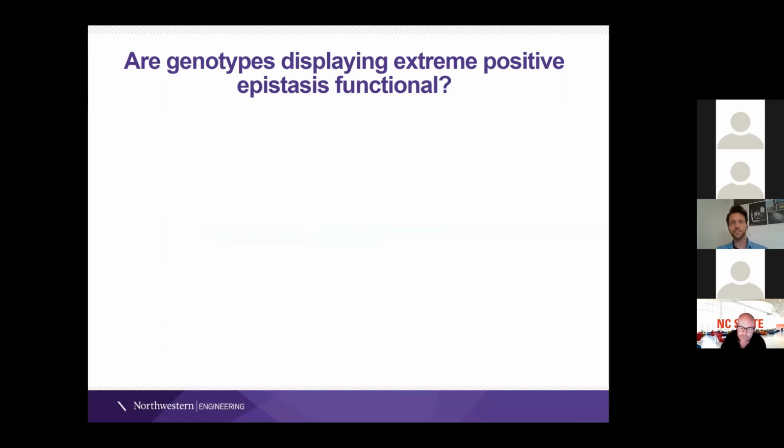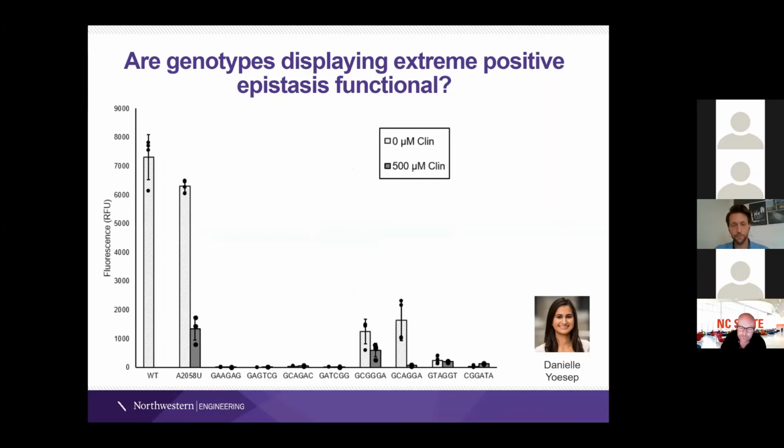So then, of course, an important question in all this epistasis business is whether these genotypes which display extreme positive epistasis are actually functional. We've seen that our very best genotypes are functional and do make protein in the presence of clindamycin, but are these very strong positive epistasis variants functional? So we cloned some of these genotypes with the highest positive epistasis values, and the answer is yes and no.